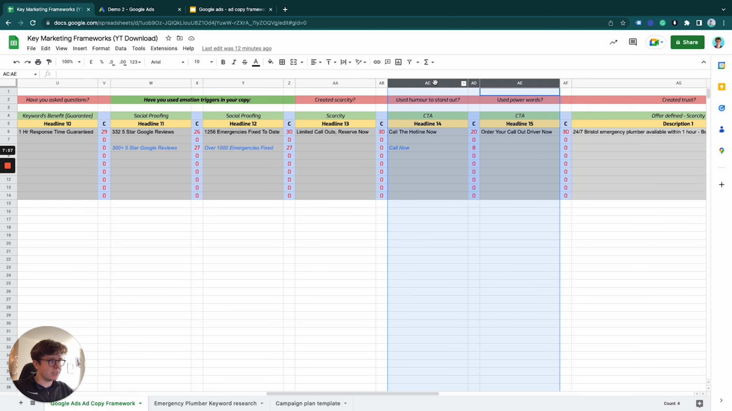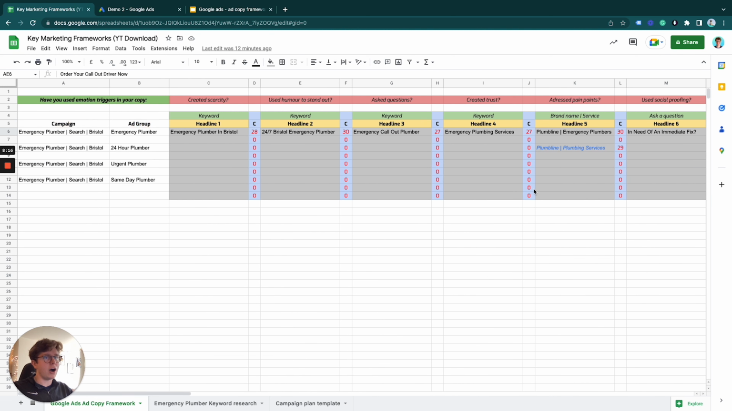As I said previously, the reason I like to use 2 is because we can sort of test from the data, and the data will show us which of these convert better. And then when we know which one converts better, we will make either more variations of call the hotline now or order your call out driver now. So yeah, that's pretty much the roundup of the headlines part of this framework.